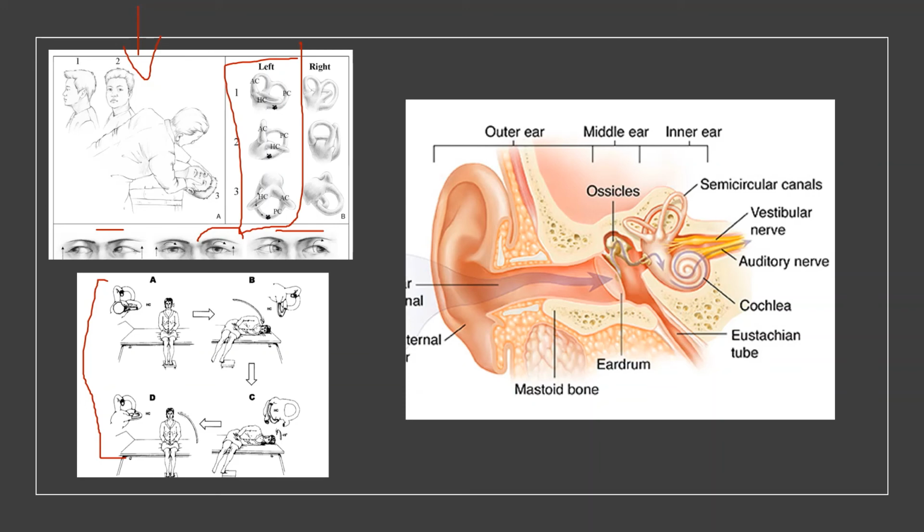So this is what can go wrong with your balance if those crystals become dislodged in the semicircular canals. I think I said semilunar canals earlier. I was thinking about the heart. Semicircular canals.